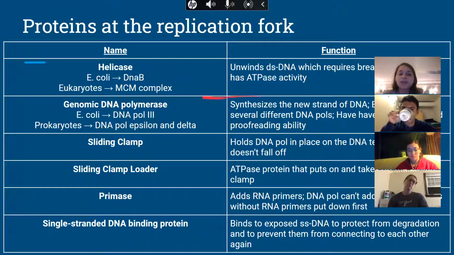In E. coli, it's called DnaB, which I don't think you really need to know. She's going to ask you that, she'll add that it's the helicase. And in eukaryotes, it's the MCM complex, which we talked about in the previous slides.